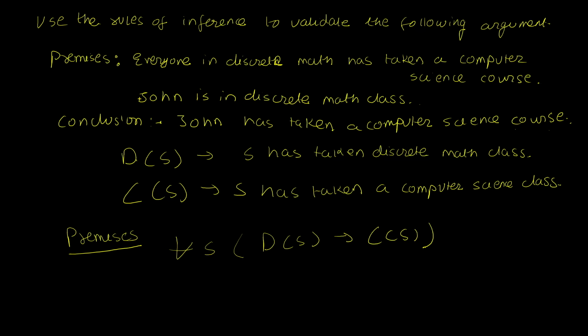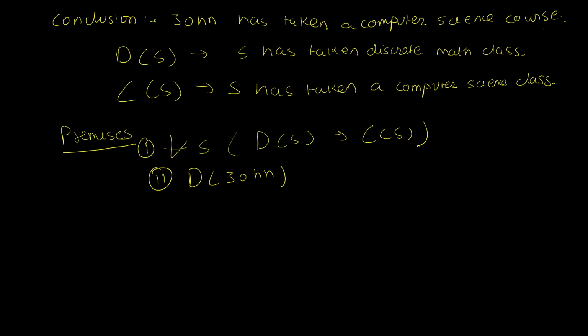So we have our second premise that says that John is in the discrete math class. We'll just represent that by writing D of John. Okay, and these are my two premises. And once I have my premises, we go for the inference step. This is the step where I need to use these two premises in order to get to my conclusion. And if you want to be complete, maybe it's also worth mentioning the conclusion. The conclusion that I am aiming for is that John has taken a computer science course, or C of John.